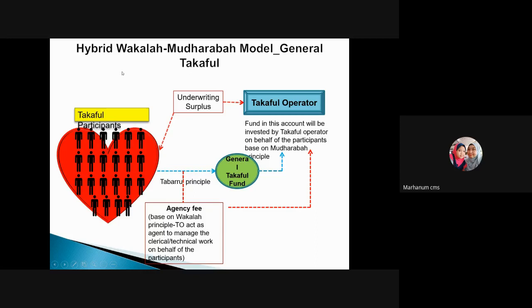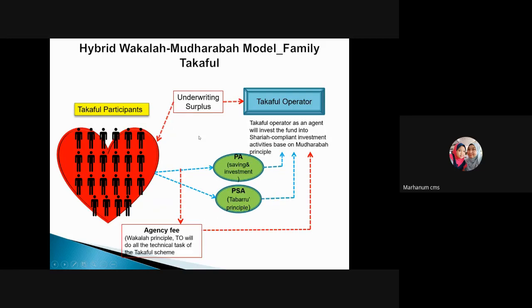So for the hybrid model, there is no pure. When it is hybrid between wakalah and mudarabah, it means that it is already modified. That is the current model. It is already modified whereby the underwriting surplus is shared between the participant and takaful operator. Okay, so this one is the hybrid wakalah mudarabah model for family takaful because there are two funds here. So far, what do you think?